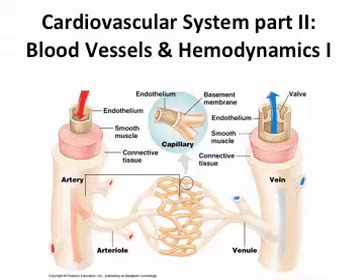This is the second part of the cardiovascular system, as the slide says. The cardiovascular system includes the heart and the blood vessels. Cardiovascular system part 1 was about the heart. Part 2 has to do with blood vessels and hemodynamics, which is just the movement of blood.